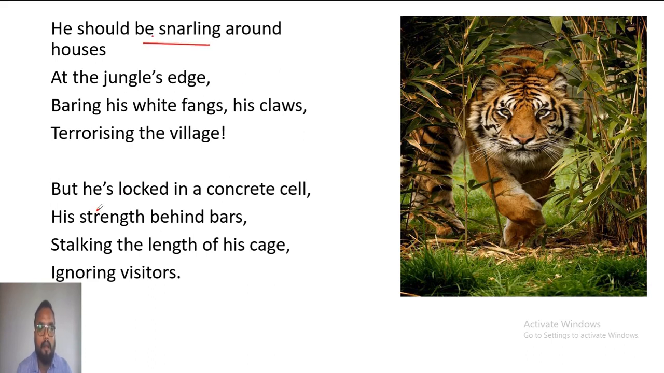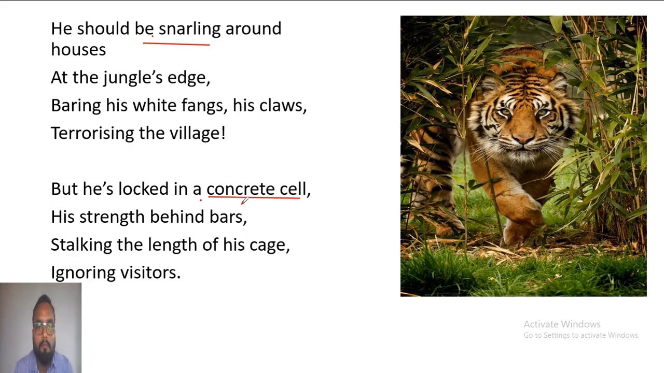Coming to the next paragraph. But he is locked in a concrete cell, his strength behind bars, stalking the length of his cage, ignoring visitors. Now this paragraph again shifts to the zoo. Here concrete cell refers to the zoo. It refers to the cage.